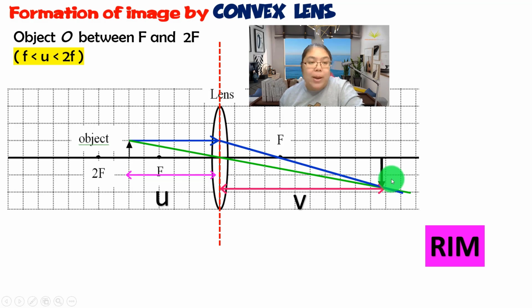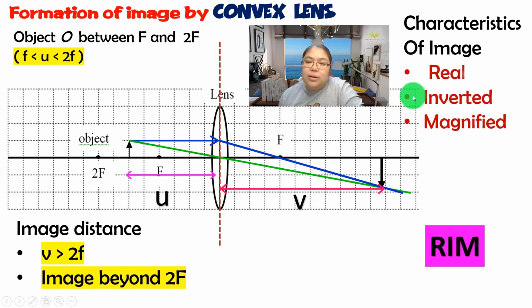Okay, last one, we compare the size. The size becomes bigger compared to the object. So we still write it as magnified. So real, inverted, magnified. The short form should be RIM. That's a rim. Image distance V more than 2F means the image distance is already over the 2F. Suppose the 2F is here. This one is a 2F. That means the image is beyond the 2F, behind the 2F. This one is the image distance.